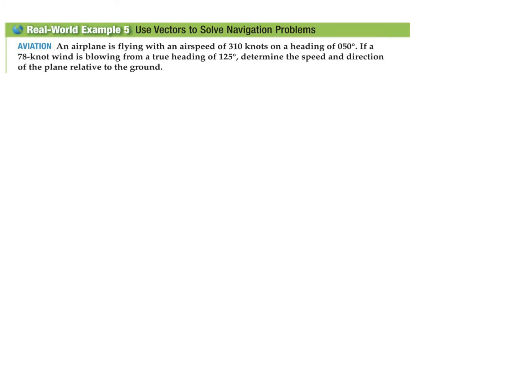Okay, so here's our word problem. We have an airplane flying with an airspeed of 310 knots on a heading of 50 degrees. Let's just start with that and we will build on sentence by sentence.